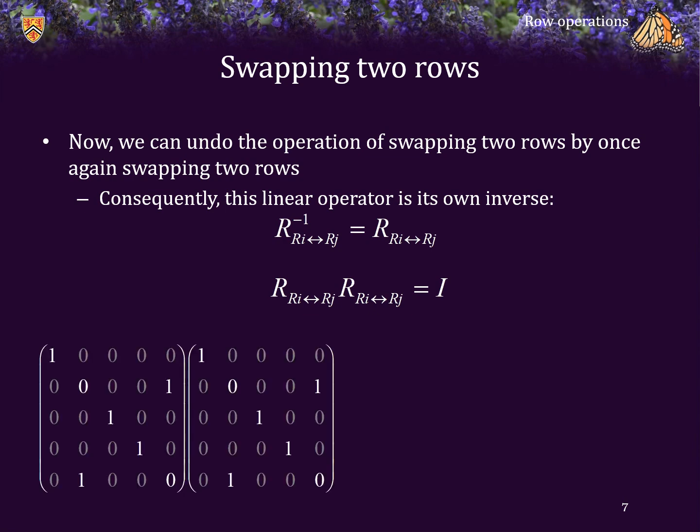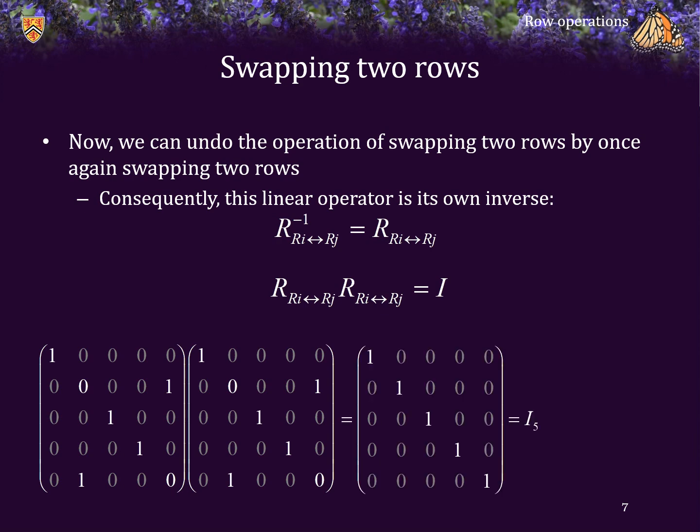You can see that here. If you take these two matrices, which swap rows 2 and 5, you will then see that the result is the 5 by 5 identity matrix.